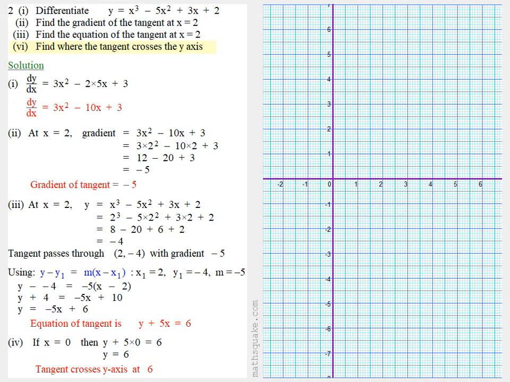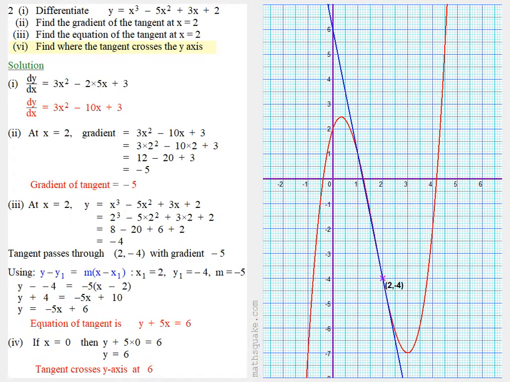Now we can represent all of this on a graph. If we draw out suitable axes, we can then draw the curve of the graph. We can mark the point (2, minus 4) and draw the tangent at that point. And we can see the tangent crosses the y-axis at y equals 6.